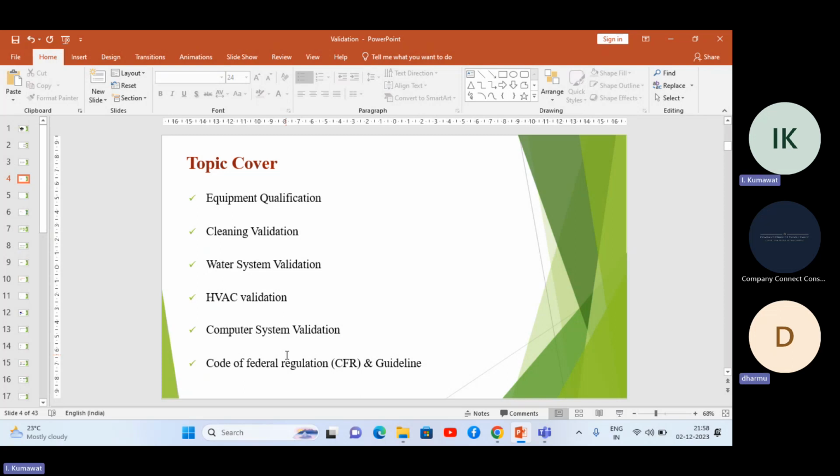Okay, and if you are talking about the utility, what is HVAC? HVAC is also a utility, and so is the water system. Why? Because if we are saying heating and ventilation, we require a chiller, boiler, and all those things. Water systems and all those things come under the utility itself. Nitrogen gas generators, like that.